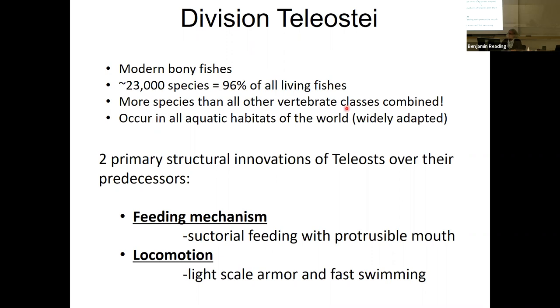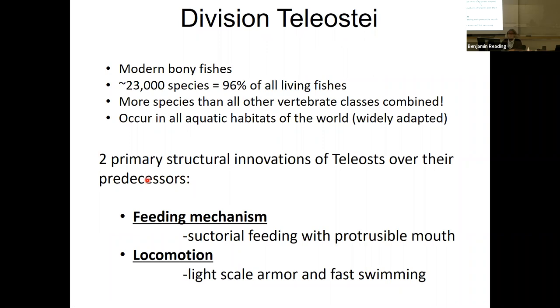And they occur in all aquatic habitats of the world. They've been widely adapted: warm temperature, cold temperature, all sorts of latitudes, freshwater, saltwater, etc. And here are two primary structural innovations. Again, we talked about Romer's hypothesis and the evolution of jaws, and we talked about the ancient placoderms and these ancient heavily armored fishes. Even the ones we just talked about today, a lot of them had heavy armor, like the sturgeon had ganoid plates. When we look at teleosts, these are the two things we're talking about.